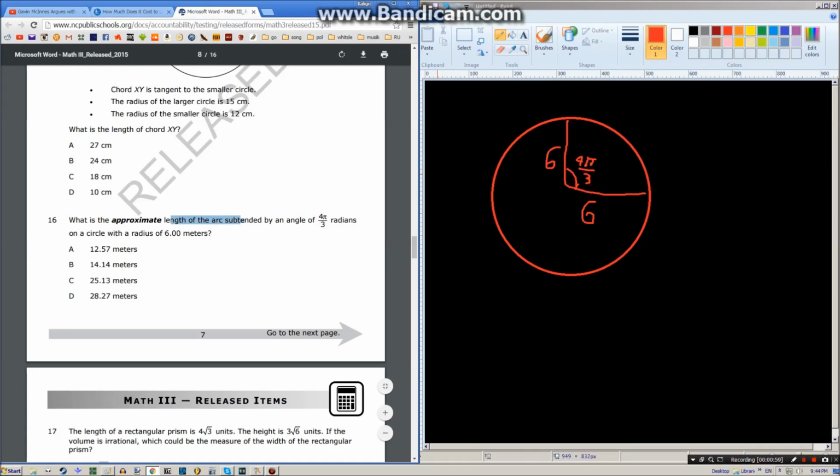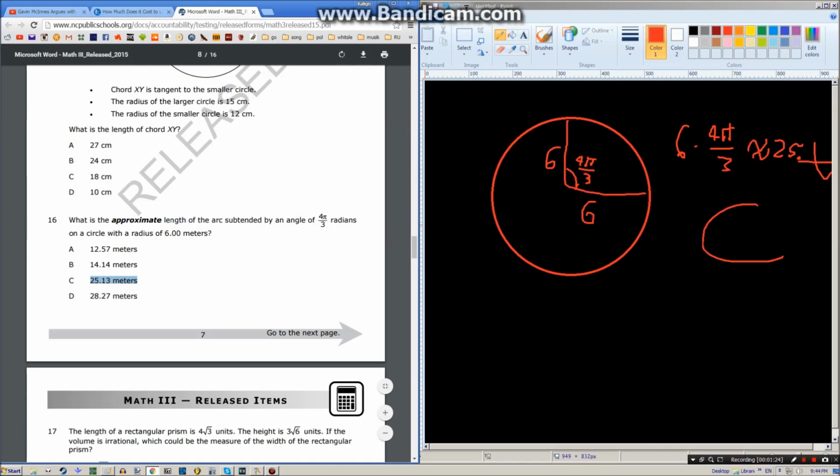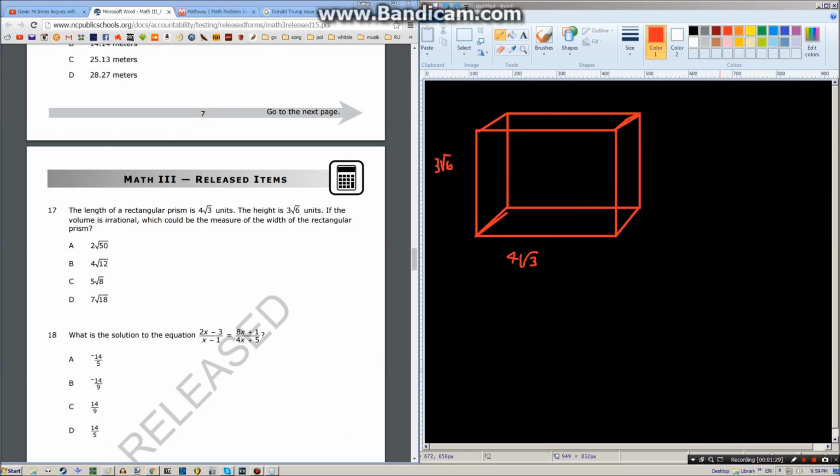But since we all know what this means, it's just 6 times this angle on the inside here to get this length right there, the arc length. Pretty simple stuff. You just do this in your calculator, and you get about 25 point something or other. Doesn't really matter, it's irrational. The only answer choice I could line up with is C, because it's 25. So that's question number 16, and let's go on to the next one.